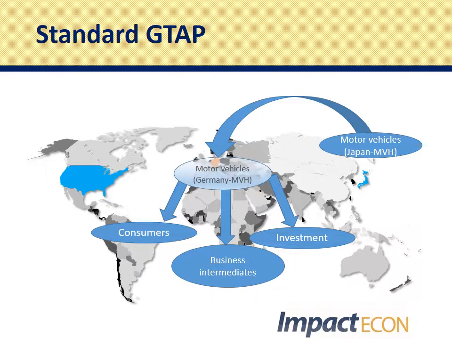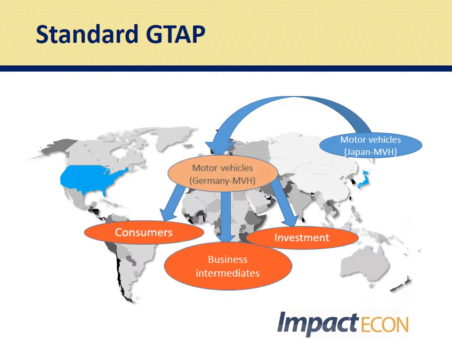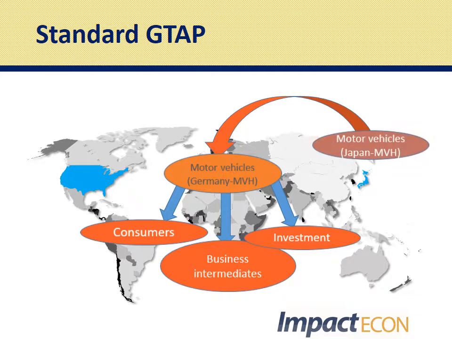With the standard GTAP framework, a reduction in German tariffs on autos from Japan results in increased imports by consumers, the main group which we would expect to be impacted by this tariff change. Because the GTAP framework aggregates these autos into motor vehicles without distinction, we also decrease the tariff on business intermediates and investment good purchases.